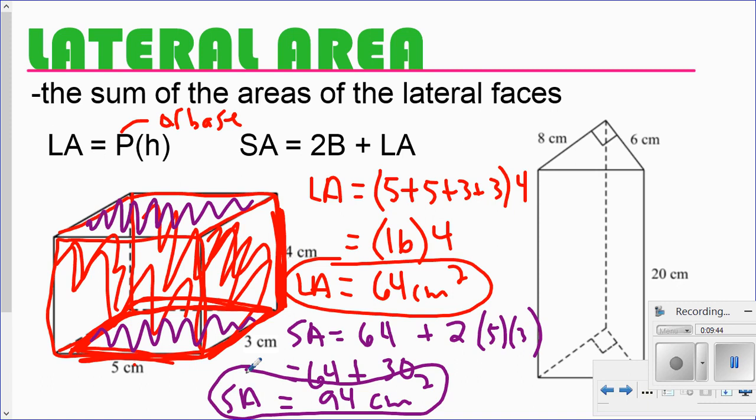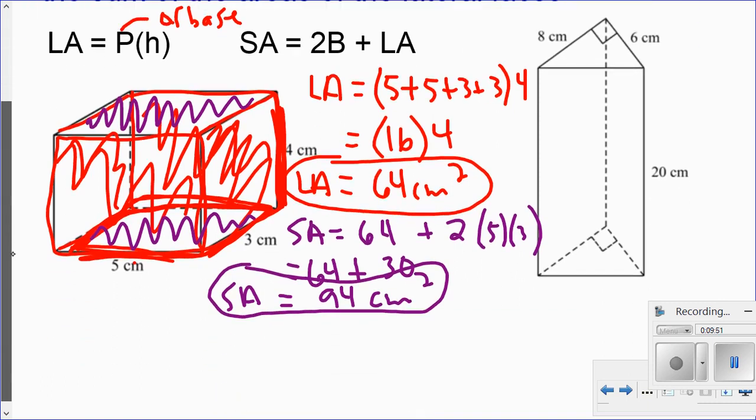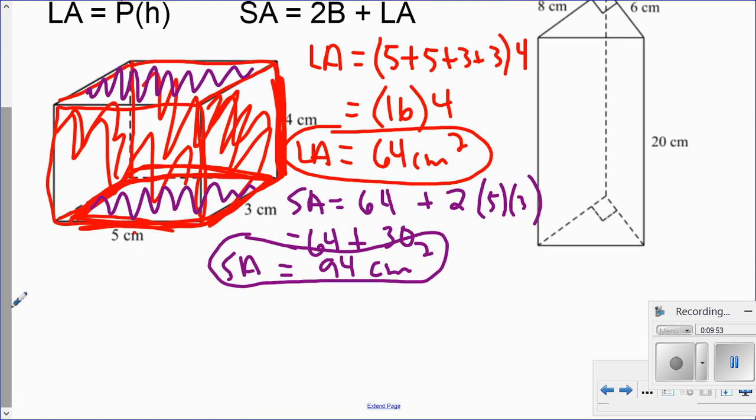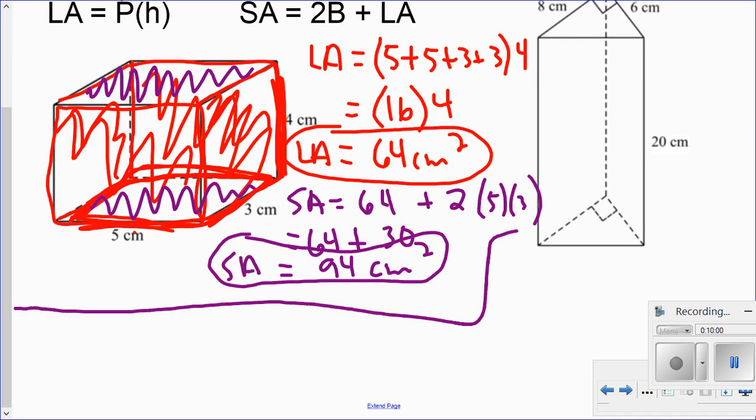So now we're going to take a look at finding the lateral area of this prism here on the right-hand side. I'm going to scroll down to give us some more space. We have this triangular prism, and I'm going to start with the lateral area of that triangular prism. This time our bases are triangles, so I want to find the area of those rectangles, the lateral faces.